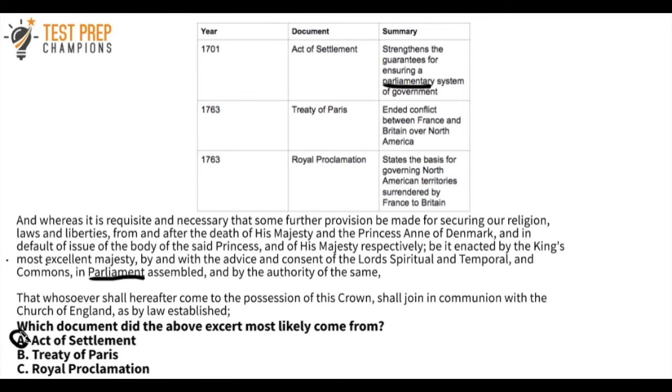You could also just kind of use process of elimination here. You'd understand that the Treaty of Paris has to do with France and Britain, and the Royal Proclamation has to do with France and Britain and certain territories. The passage didn't say anything that had to do with this conflict between France and Britain. Therefore, that would leave the Act of Settlement. So there's a couple ways to think about this. You could also just read the passage here and think, well, this has to do more with strengthening guarantees for ensuring a parliamentary system of government versus a conflict. So A is the correct answer here.